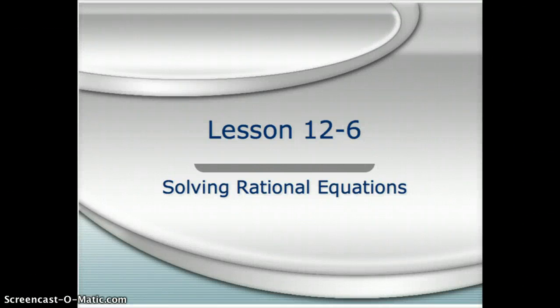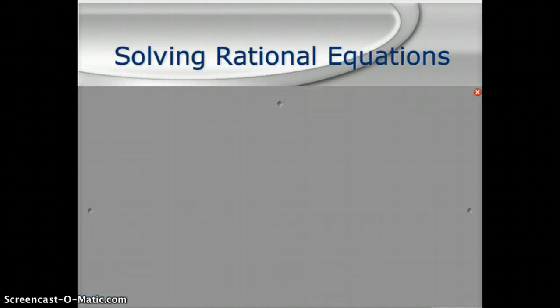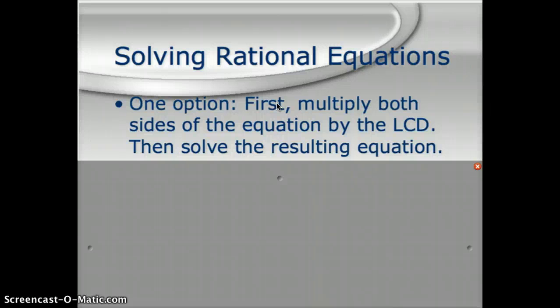All right, it's our last lesson of the year, and we'll be solving rational equations today, so equations with fractions. When you're solving rational equations, you've got two options. Your first option is to multiply both sides of the equation by the lowest common denominator, the LCD. That will help you get rid of your fractions altogether, and a lot of people like doing that. And then you can solve the resulting equation.